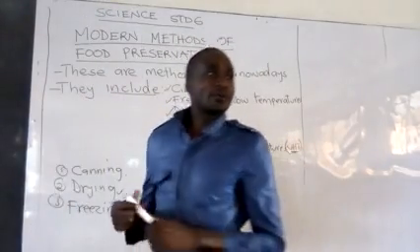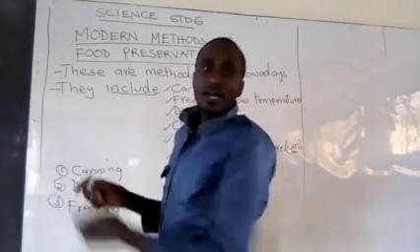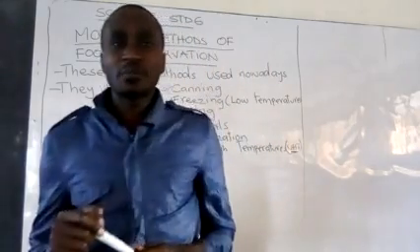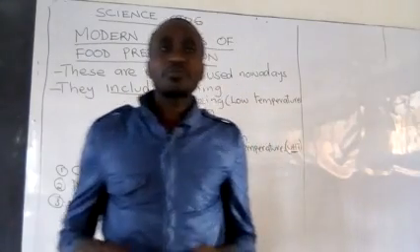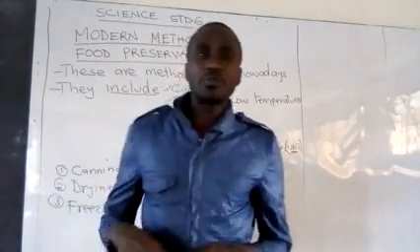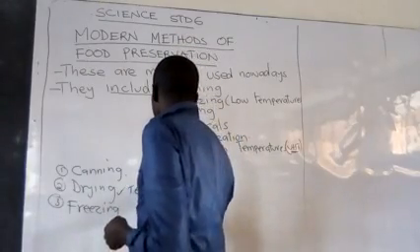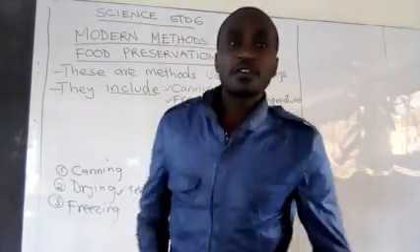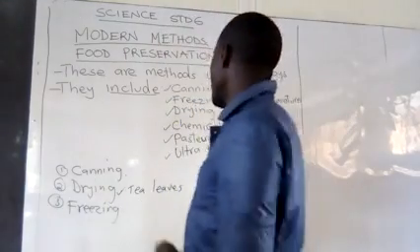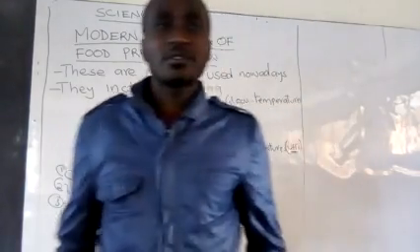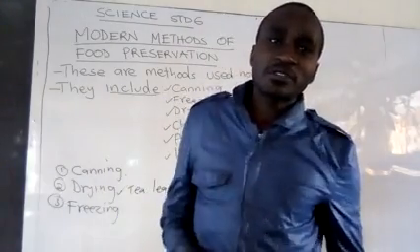Currently, modern dryers have been developed and are used in industries and factories to prepare some foods like tea leaves. These are where we use modern dryers. Coffee berries, we use modern dryers, and cereals. These ones are used in industries.